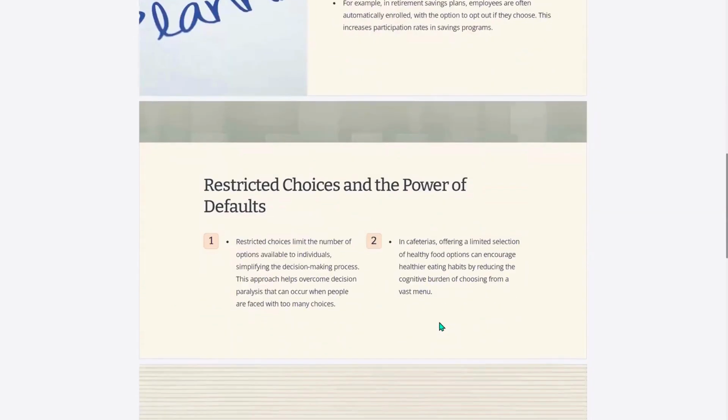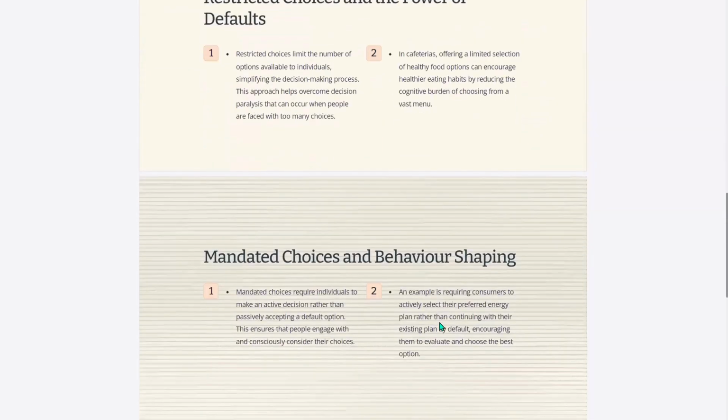Let's look at restricted choices. Restricted choices limit the number of options available to individuals. So if there were many choices, now the customers are presented with only very few choices so that your decision making process becomes fairly simple. Because if consumers are given too many choices, they are not able to make the best choice in their own interest.